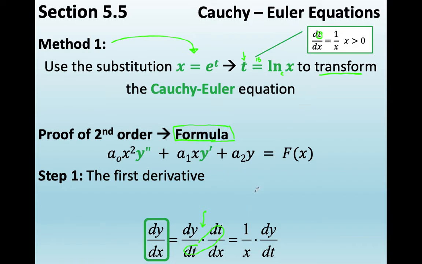Taking the derivative of y with respect to x, I get my 1 over x, because that is dt/dx, right? But I want to take the derivative of 1 over x. But I have to spit out, using the chain rule, dy/dt.